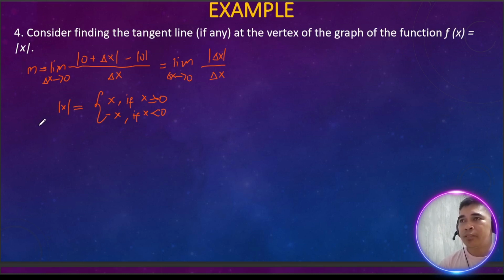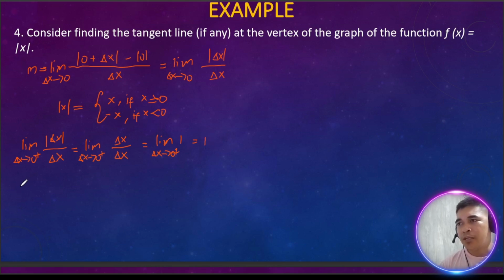So the right hand limit, if you still remember, the limit of absolute value of delta x over delta x as delta x approaches 0 from the right is equal to the limit of delta x over delta x as delta x approaches 0 from the right. So which is equal to the limit of 1 as delta x approaches 0 from the right, which is equal to 1.